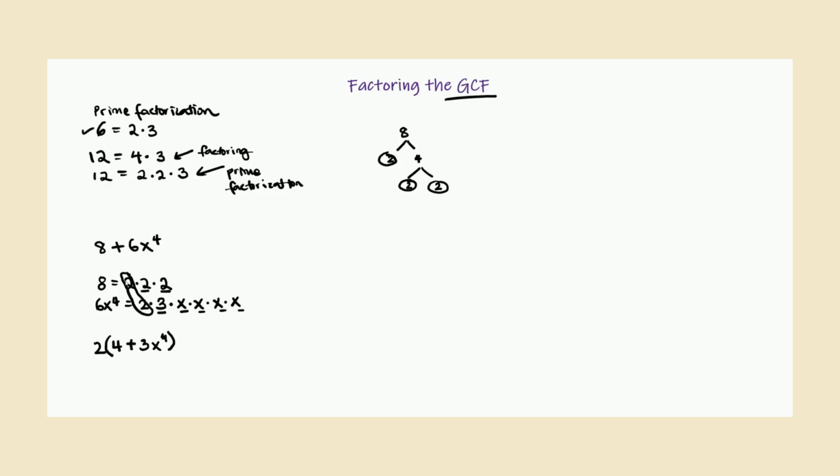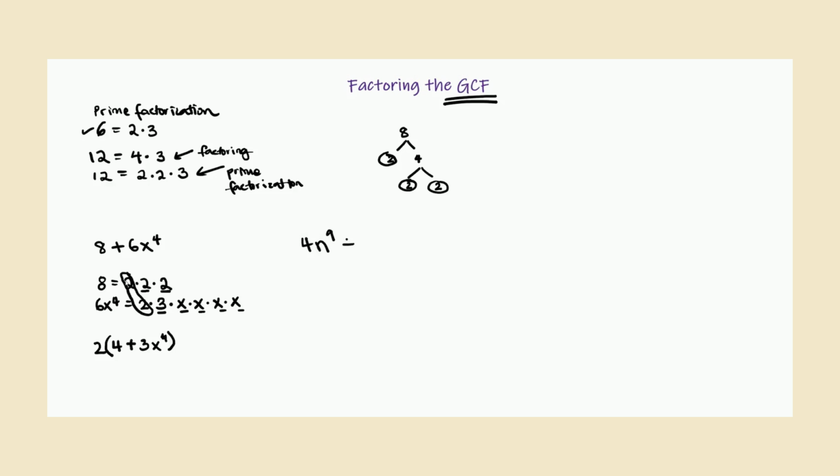Keep in mind that the GCF is the greatest common factor. So in some cases you may have taken out a common factor, but if you're factoring out the GCF, you're looking for the greatest number or expression you can take out from an example like this. So let's do a second example.